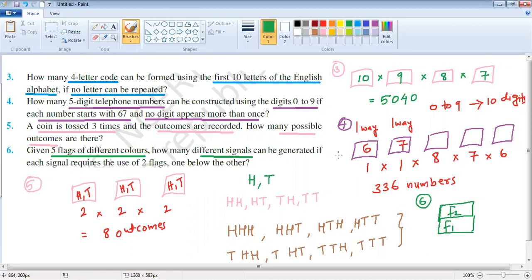So how many ways are there? So आपके पास 5 flags है. So first flag can be possible in 5 ways, into second flag can be possible in 4 ways. So total 5 into 4, there are 20 ways. In other words, there are 20 signals you can generate using the given 5 flags. Is it clear? That's all about the fundamental principle of counting. If one event can happen in m ways, another event can happen in n ways, then together they can happen in m into n ways.